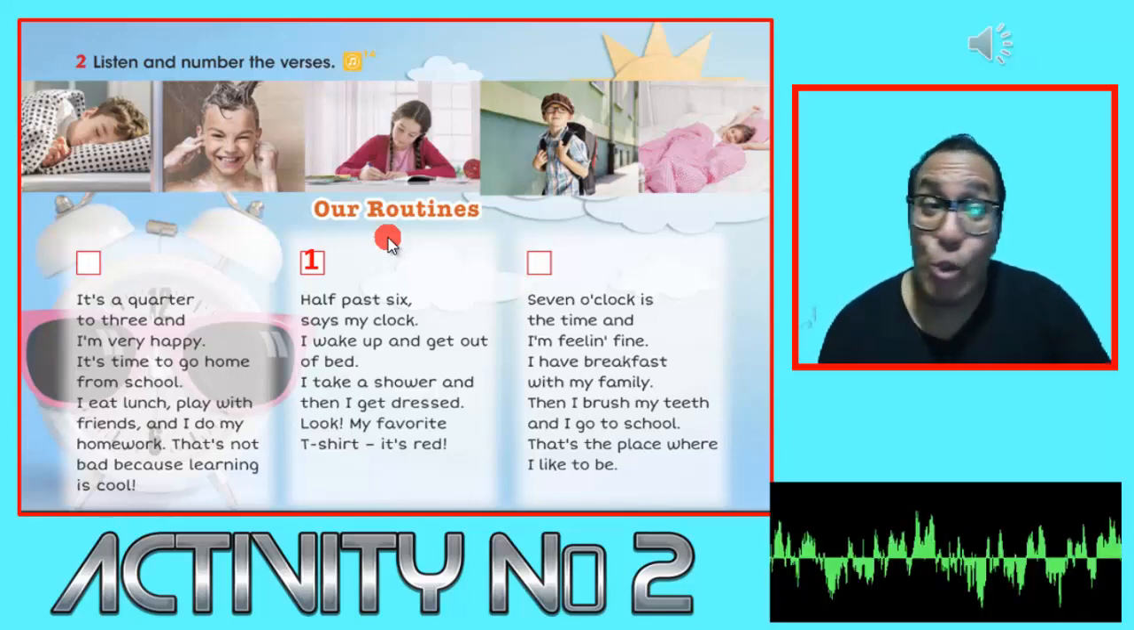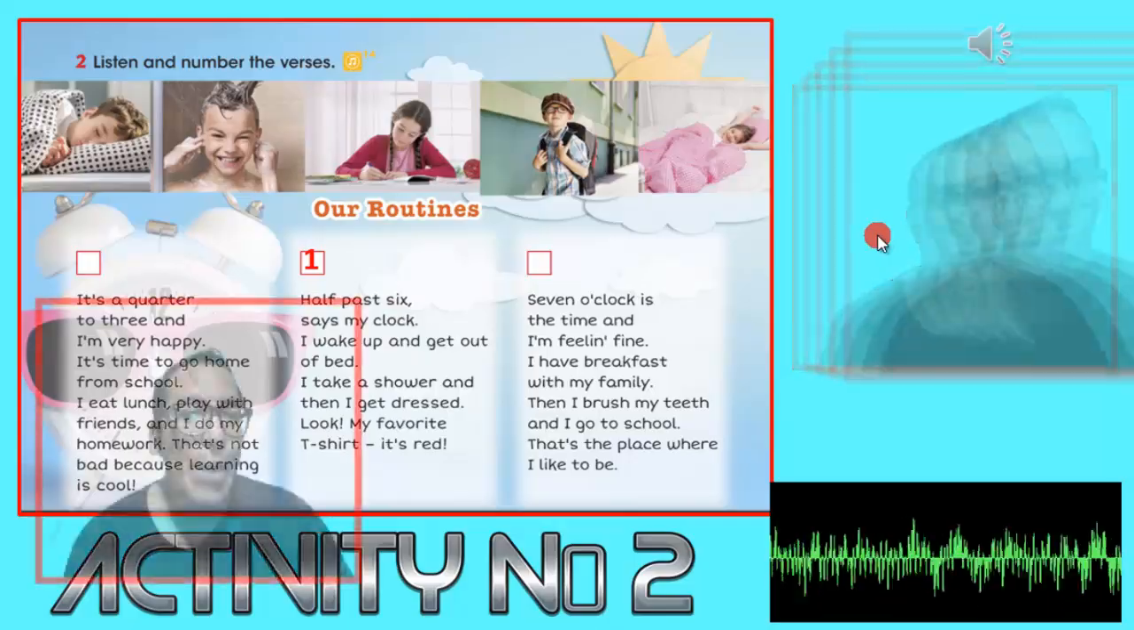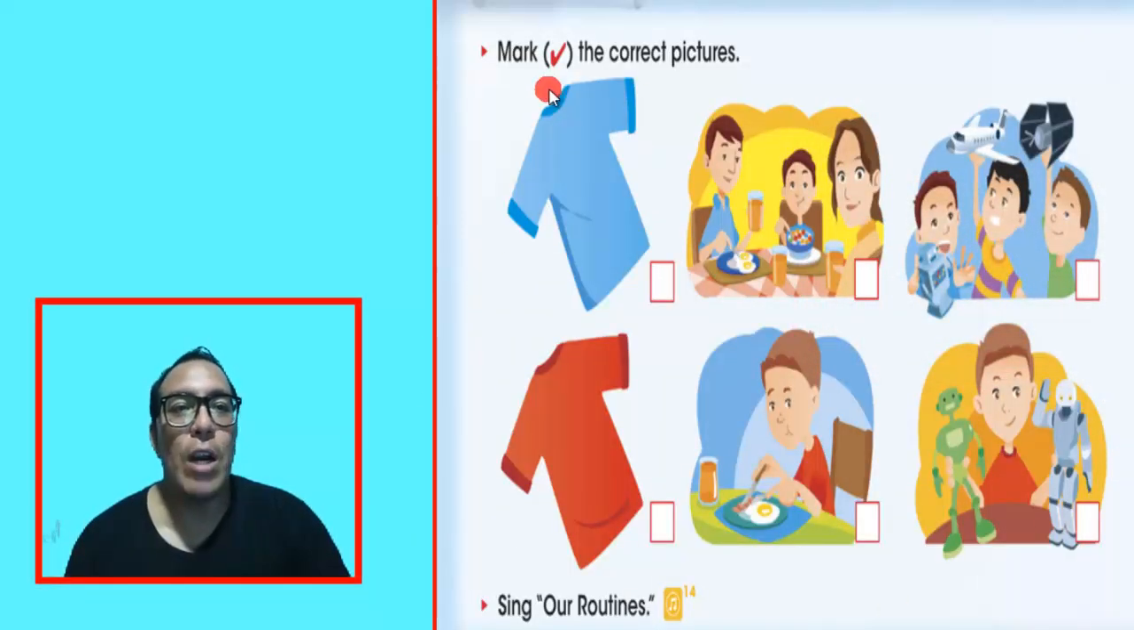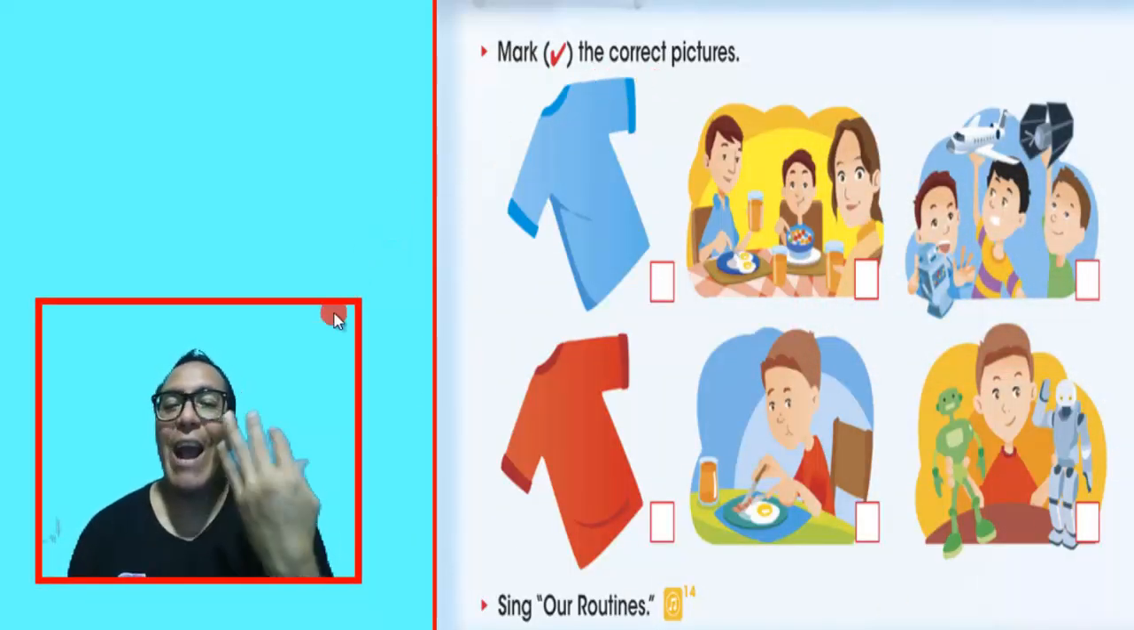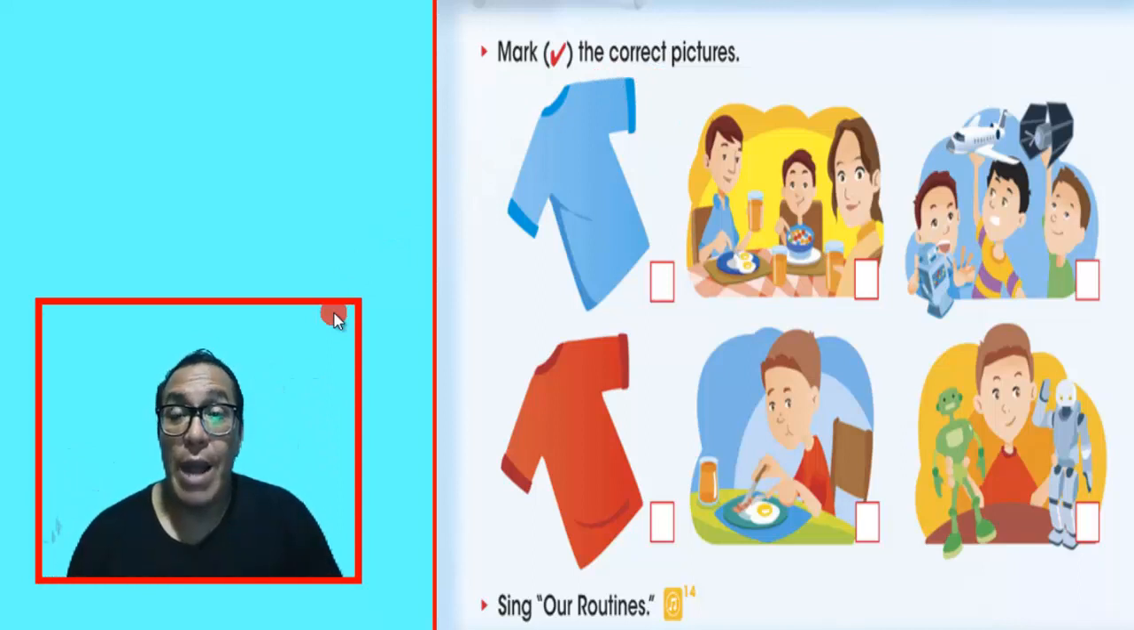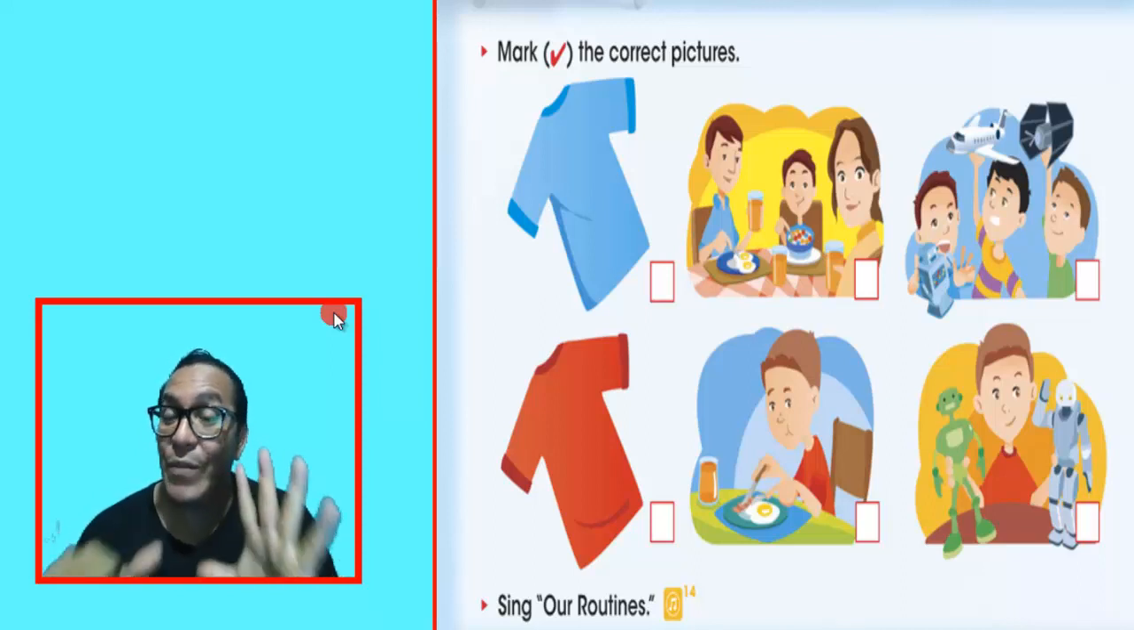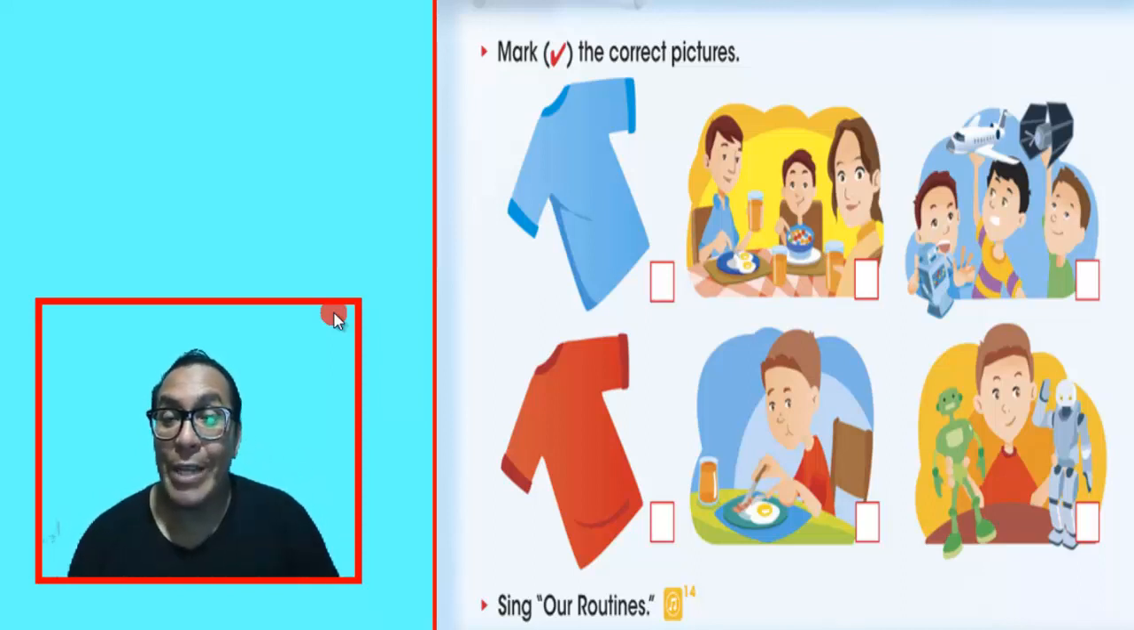Okay, continue to activity number 2. Pay attention to here. We have marked the correct pictures. We have 6 pictures here, right? Pero recuerda, solamente tenemos 3 párrafos, ¿no? Entonces quiere decir que esas 6 figuras solamente vamos a necesitar 3. ¿Cuál de estas 6 figuras se refiere a los párrafos?